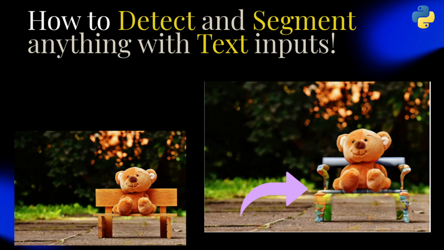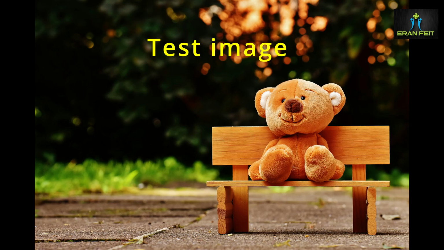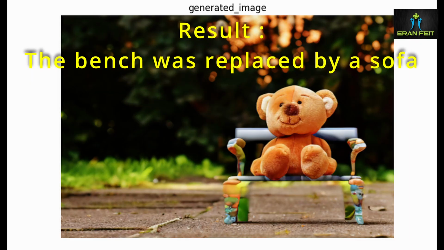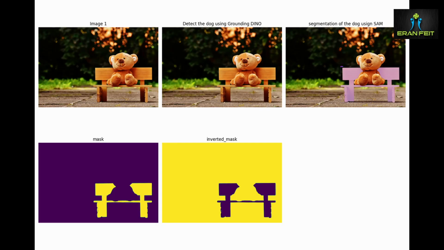In today's tutorial we will merge three models: the Grounding DINO, the Segment Anything, and Inpainting. So basically we will take a test image and we can replace the bench with a colorful sofa, using these three models and our own text prompt. All the process would be explained and covered within the code.